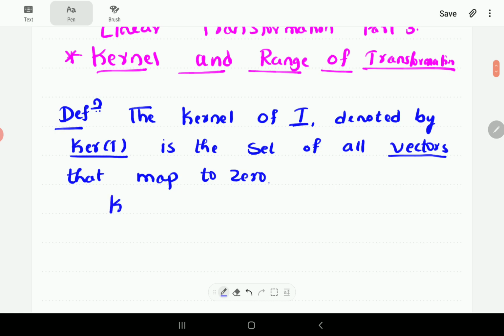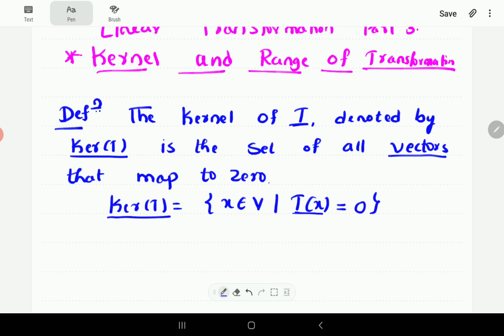So in the notation we can write this as x is any vector belonging to V, where T is a transformation from V to W, such that the image of x, that is T of x, should map to 0. So all the x's belonging to V, if T of x is mapping to 0, that is defined as the kernel of T. That is called the kernel of T.